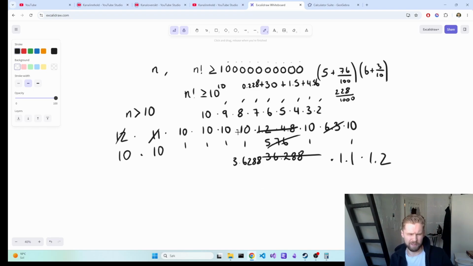1, 2, 3, 4, 5, 6, 7, 8. Now we add another 10. Increase all this by 30% now. So that's 1, 2, 3, 4, 5, 6, 7, 8, 9. And then the final 10, dude. Times 1.4.